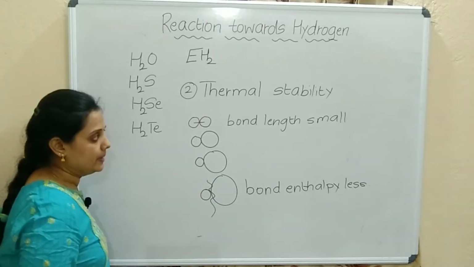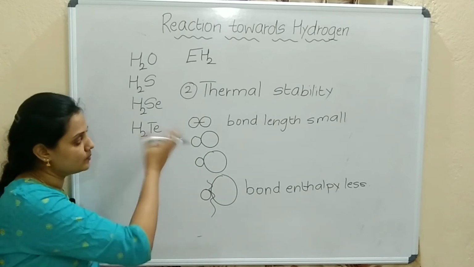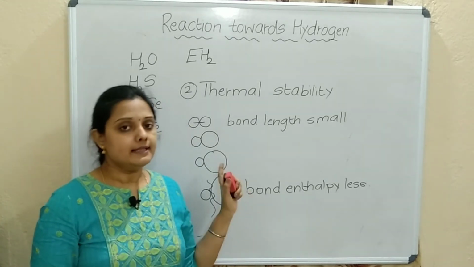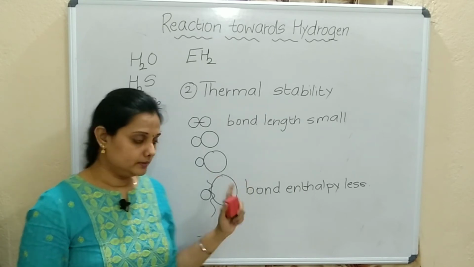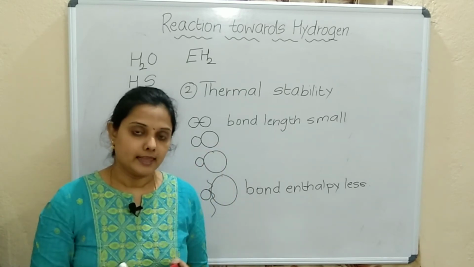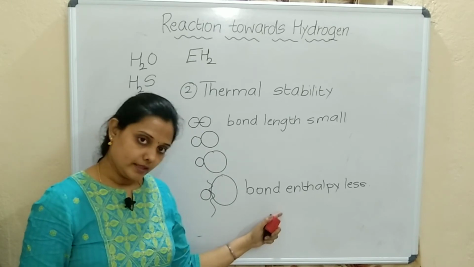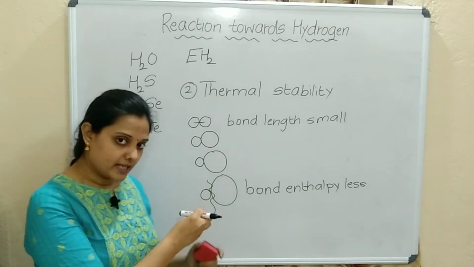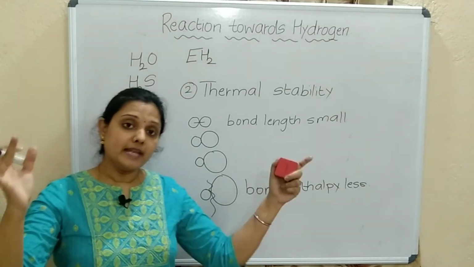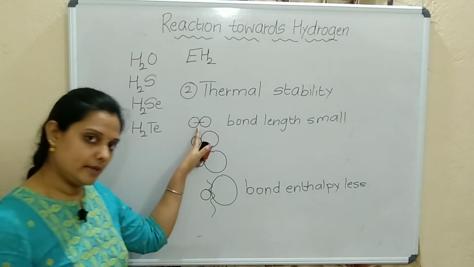So thermal stability, small if they are making a bond. Remember this, small atoms, when they are making a bond, the bond will be stronger and stable. If a small atom and a big atom are making the bond, then the bond enthalpy will be less. Correct? The bond will be weak, and it won't be stable. So small, more stability is there.